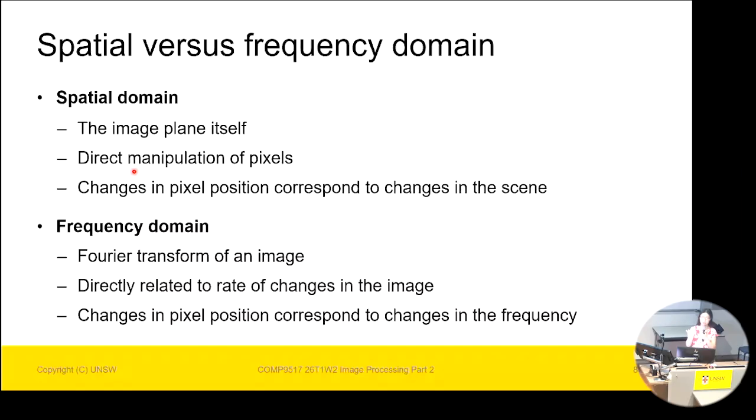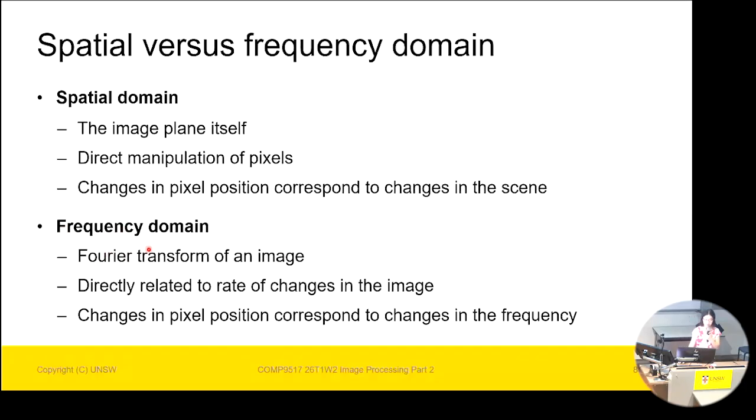Whatever you get from the output, you will put back into a certain 2D matrix. So that means changes in pixel position, if you change a certain value in that pixel, then you will see a different image. That means the changes in pixels correspond to changes in the scene. That's our typical way of processing images.